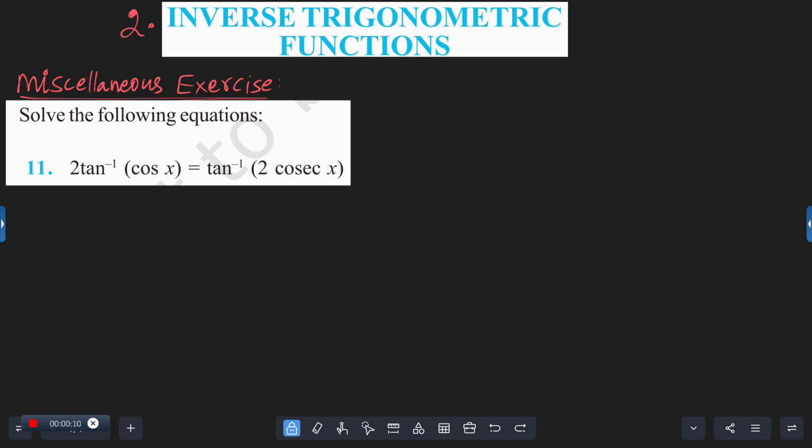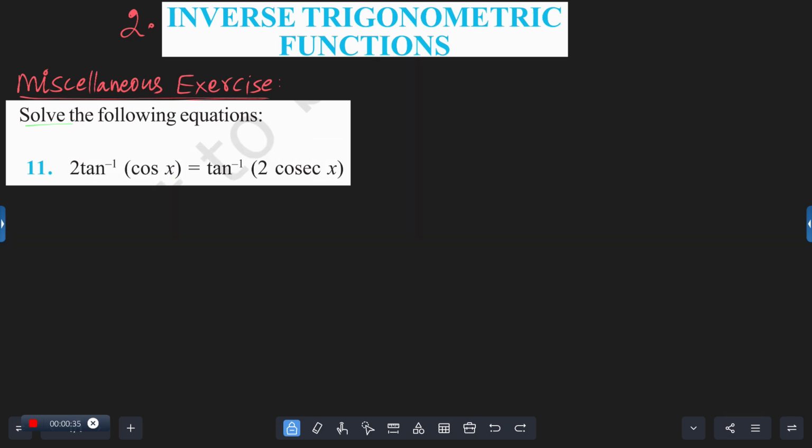Till 10 already we have done in the last class. So, this is the 11th one we are going to see. And here they are asking us to solve the question. Solve means we have to find the unknown variable which is given in the question. So, what is the unknown variable here? X. So, we have to find the x value. That is the meaning of the question.